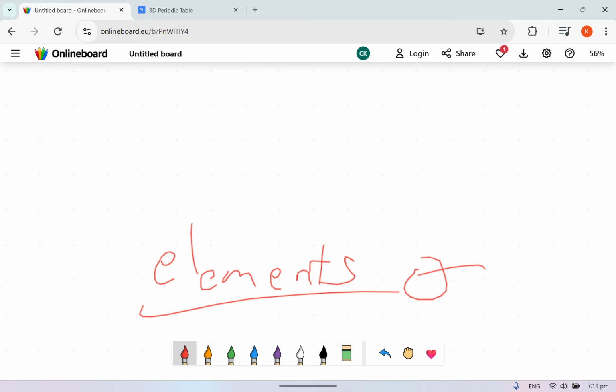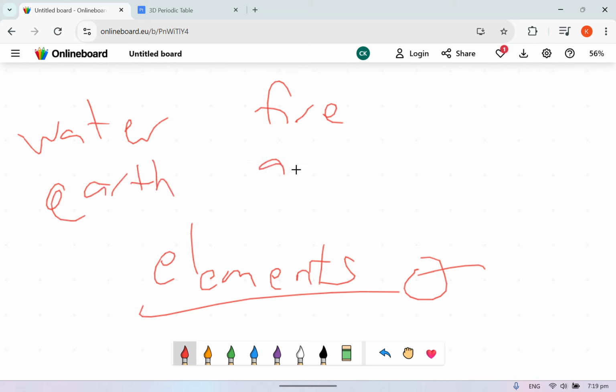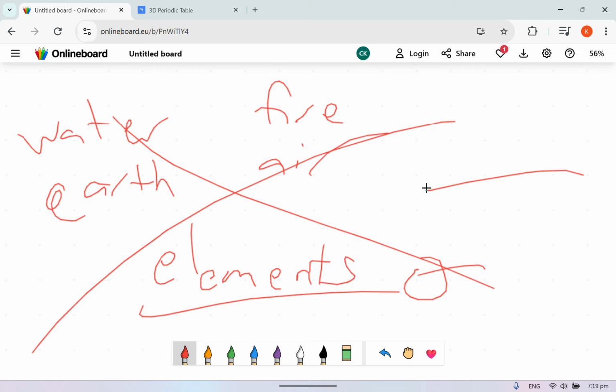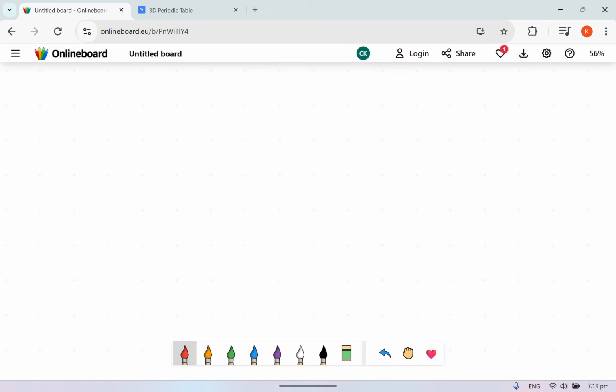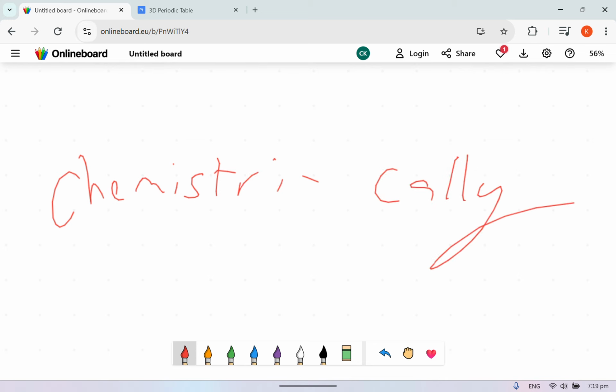And when I say elements, a lot of you may say, I know the four elements: water, fire, earth, and air. No, I'm not talking about these, okay? I am talking about the scientific, the chemistry elements, okay? So, we're gonna learn what they are.